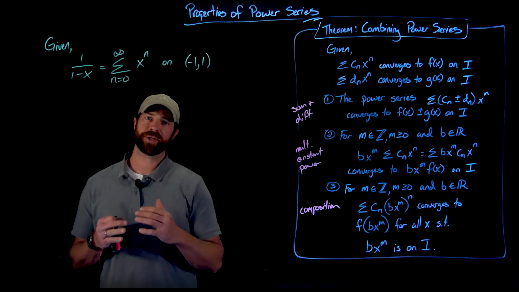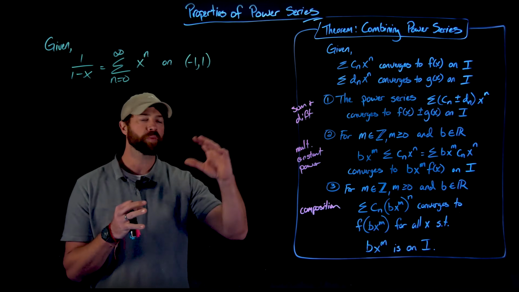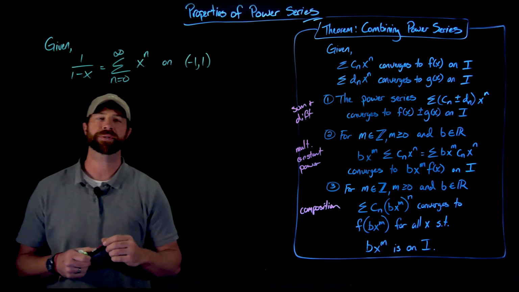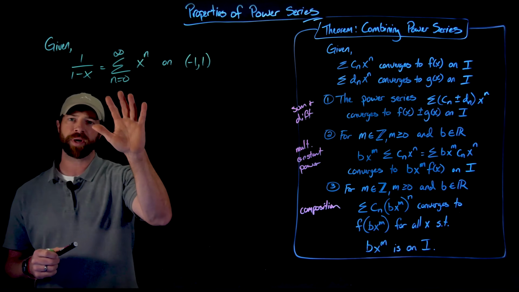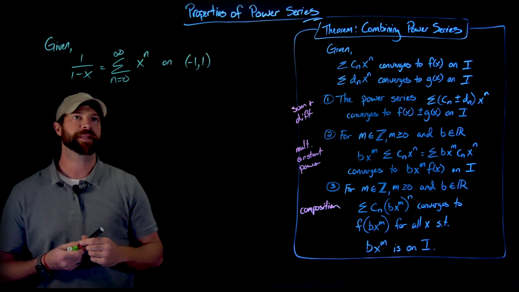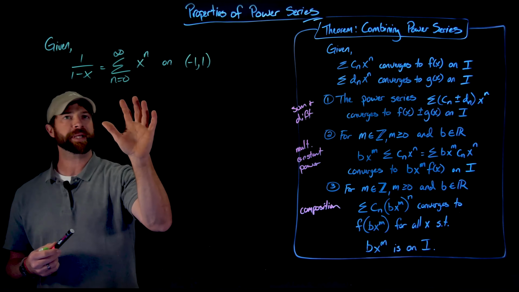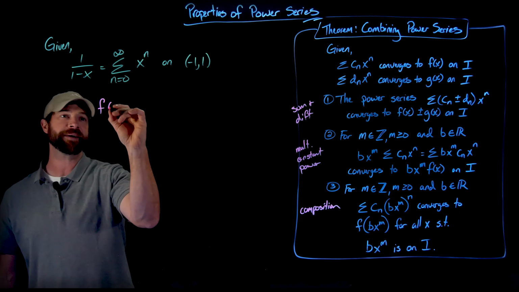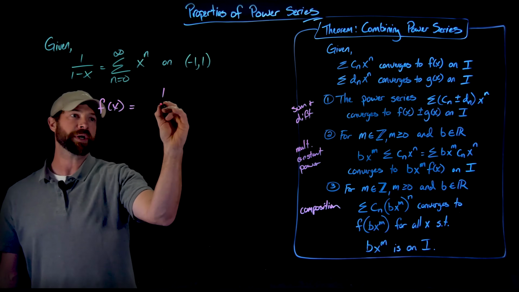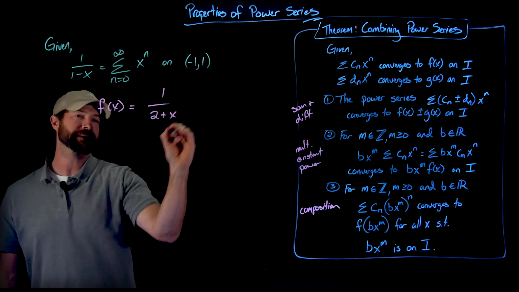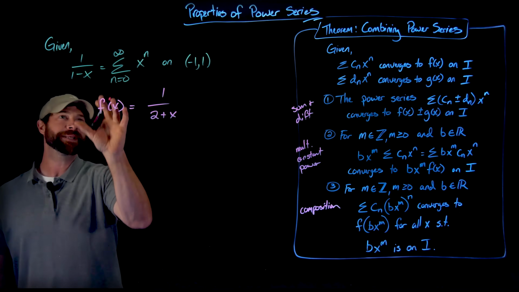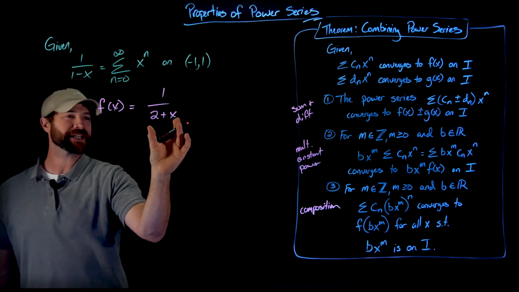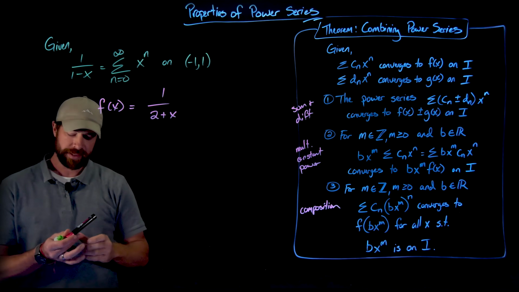And again, the notation can be a lot, but I want to make clear what these say that we can do and clarify what rules we've previously used. So we have this truth right here, and we've rigorously defended that. But if we wanted to manipulate this to make a new function, in this case, what we're looking at is f of x equals 1 over 2 plus x. So we want to manipulate this power series so that it will represent this function right here. And this is how we did it.